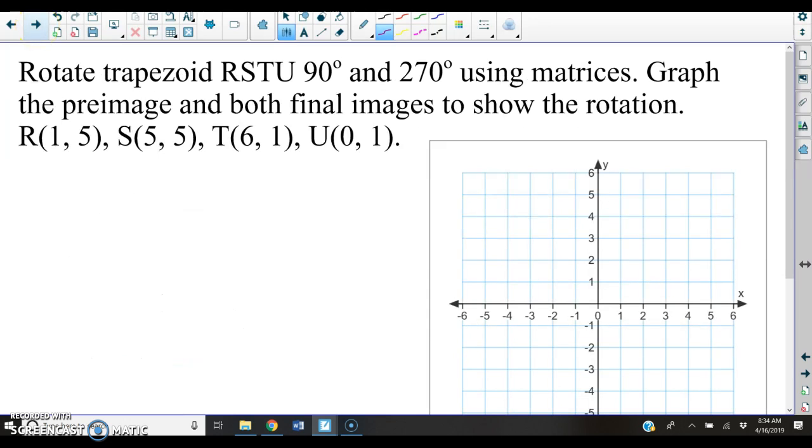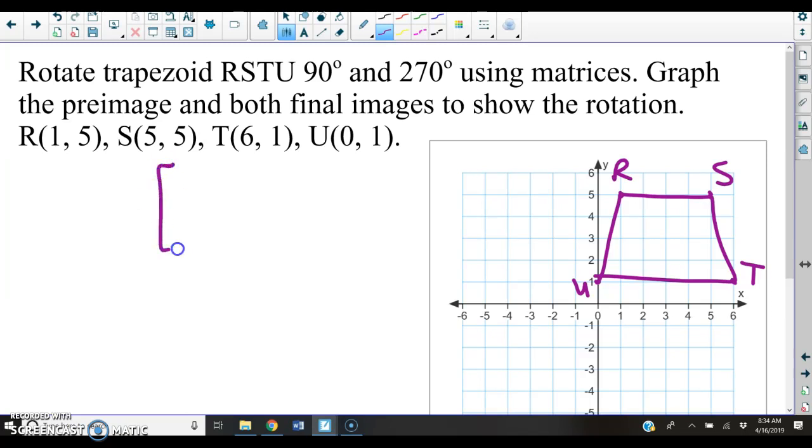Okay, so now if I'm going to actually rotate a figure 90 degrees and 270, first of all, I'm going to graph these. So here's my point R. S is 5, 5. T is 6, 1. And U is 0, 1. Okay. So there's my trapezoid, and I didn't do a great job of drawing it.